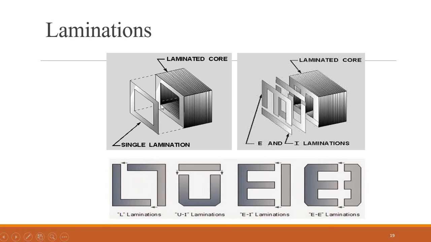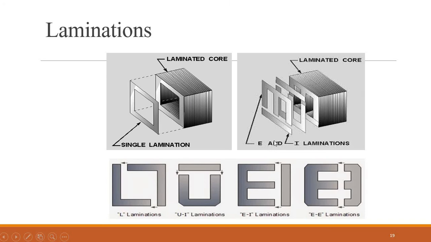And why is this type of construction used? To avoid eddy current loss. All these have current flowing through, so eddy current will flow. So the thickness of each stamping is decreased to avoid a high value of the current. So the laminated core is used.